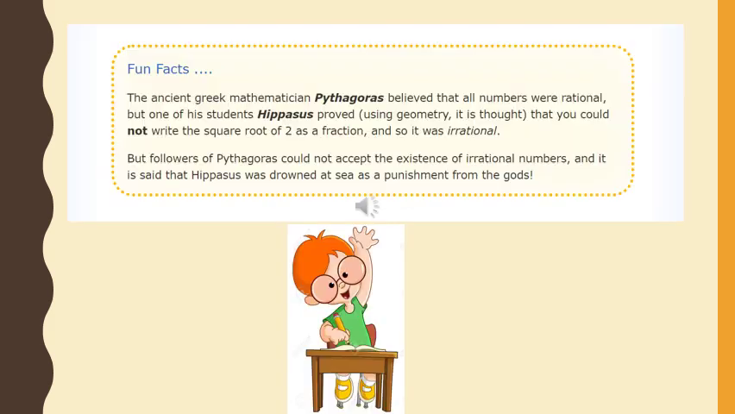I would like to tell you a fact here. The ancient Greek mathematician Pythagoras, you are already aware of his name. We have learned about the Pythagoras theorem also. He believed that all numbers were rational, but one of his students proved that you could not write the square root of 2 as a fraction, so it was irrational. And Pythagoras did not accept the existence of irrational numbers.